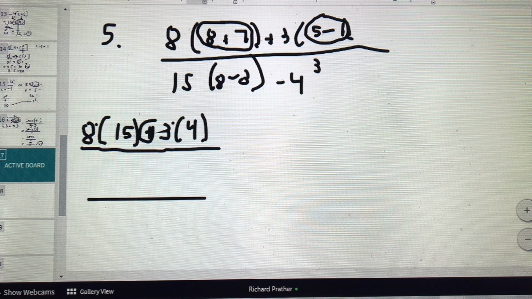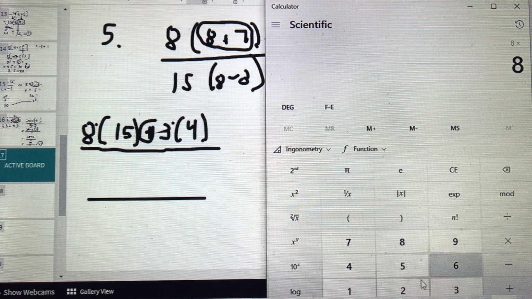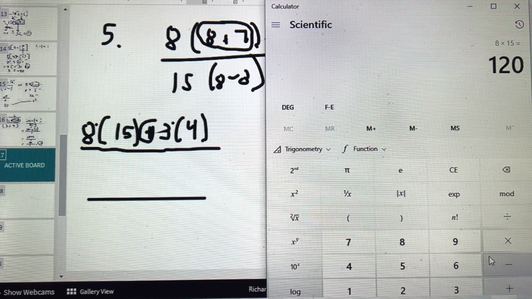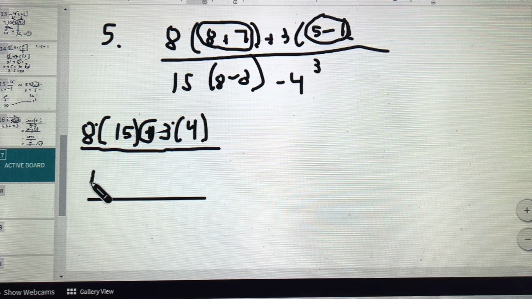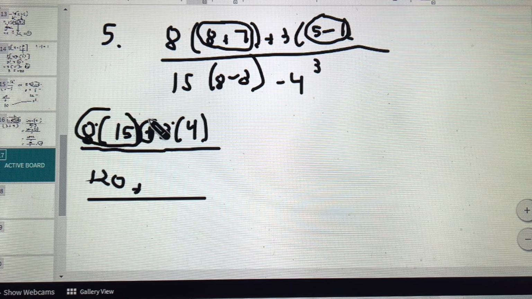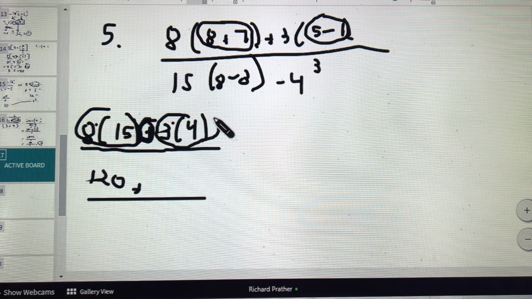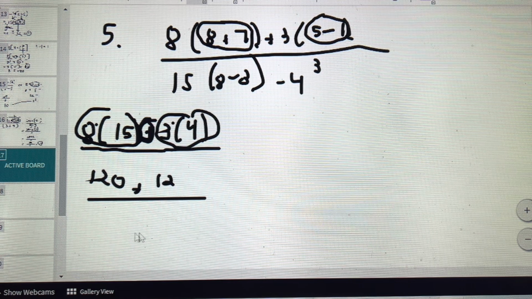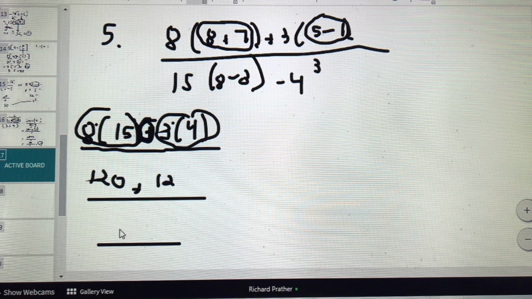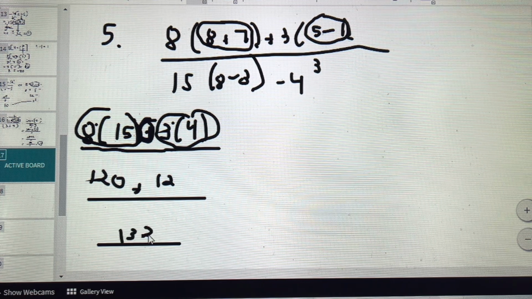So 8 times 15 equals 120, plus, I do 3 times 4, 12. So finally, I have the top down to a single number. 120 plus 12 is 132. Now go back and get the bottom down to a single number.